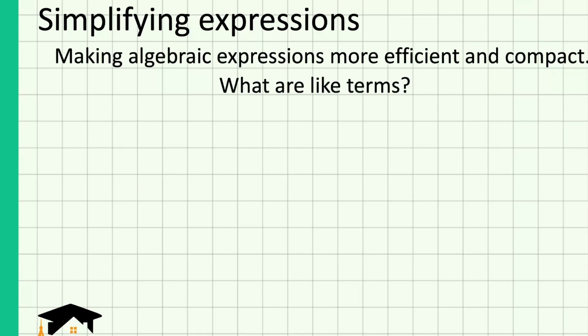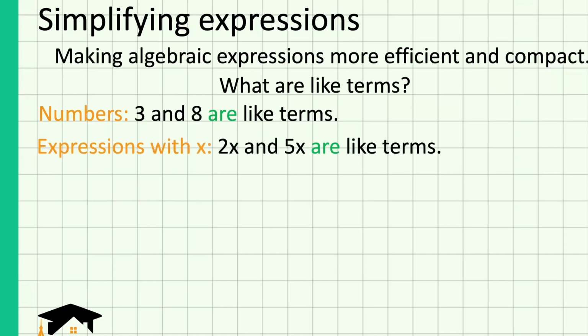But what are like terms? Well, this concept can be a bit complicated. Numbers, for example, are like terms, and so 3 and 8 can be put together with, for example, a sum. We can add 3 to 8 and get 11. Or we can maybe subtract 3 from 8 and get 5.